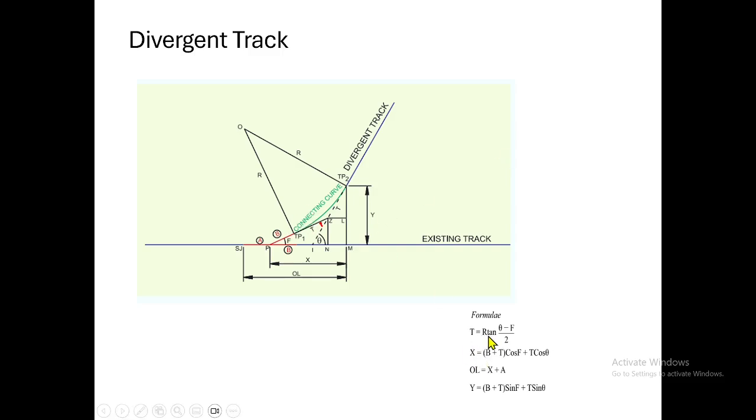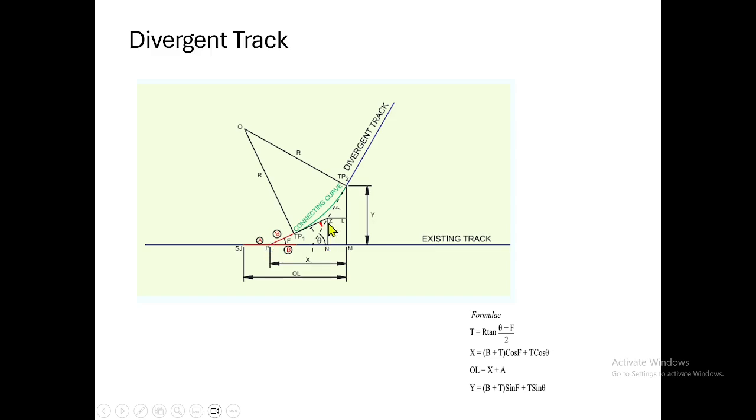T equal to R tan (theta minus f) divided by 2. So we got the tangent. Then we have to find out the horizontal distance of this triangle, that means from the point of intersection to the end point. That's equal to B plus T, that is B plus the hypotenuse into cos f, the cos rule. We will get the distance up to this point.